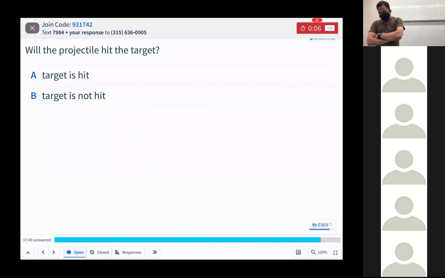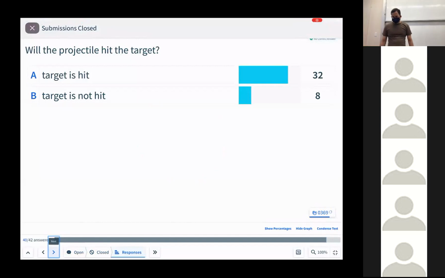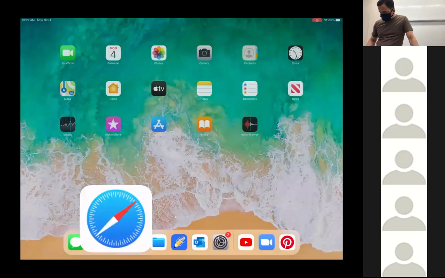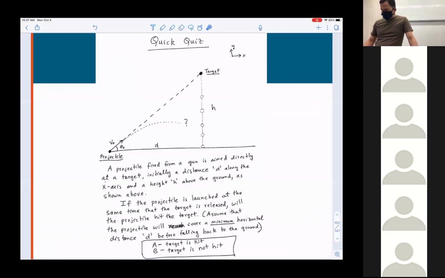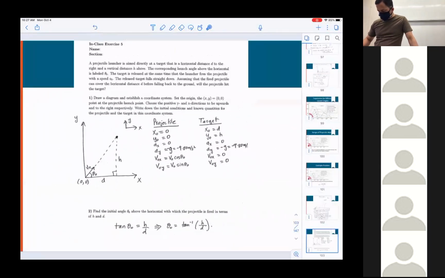All right, 7 seconds. Let's see what we got. All right, more people than last time say the target will be hit. And very few of you say that it will not be hit. I want to keep you in suspense. And let's see if we can actually figure this out.